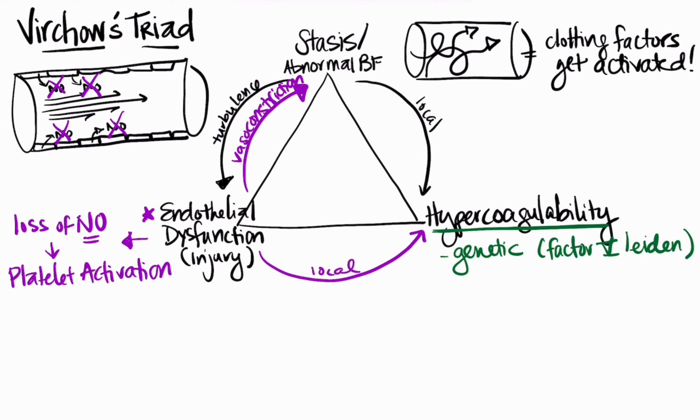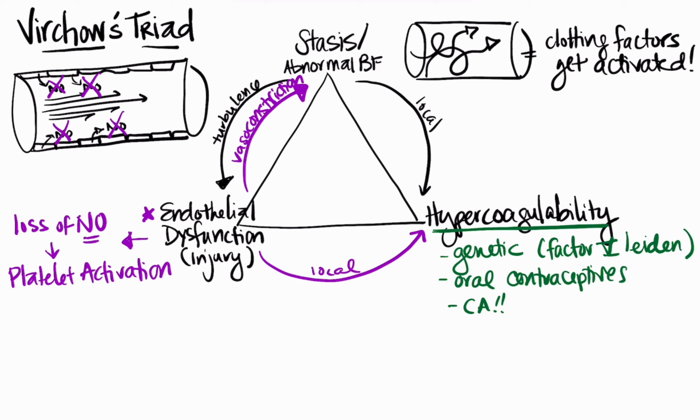There are other systemic things that can increase the blood's coagulability, and by that I mean the blood's likelihood of forming a clot. We know that estrogen-containing oral contraceptives increase the coagulability. A really, really big one is cancer. Cancer increases the coagulability of the blood.